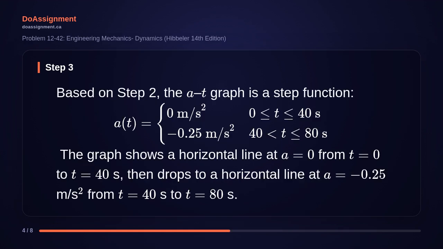The AT graph is a step function. It sits at 0 from t equals 0 to t equals 40 seconds, then jumps down to negative 0.25 meters per second squared, and stays there until t equals 80 seconds.